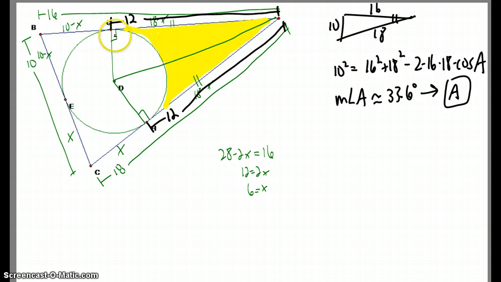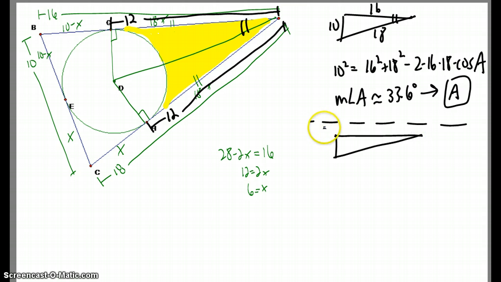Then looking at this triangle, triangle GDA, we know that it is a right triangle. We know that this length is equal to 12, and since this entire angle is about 33.6, we can take half of that angle to get this little one that we need. In other words, we're going to look at this triangle, GDA, and we know this is 12, and then this acute angle is going to be half of angle A.